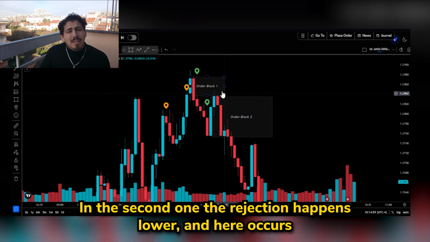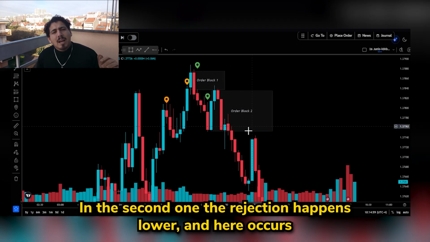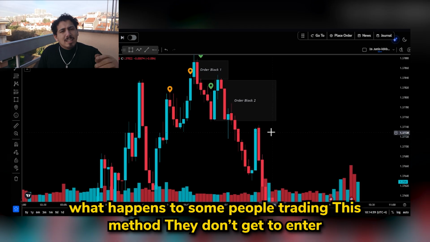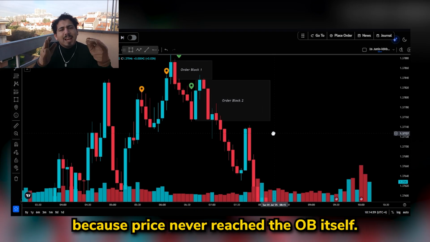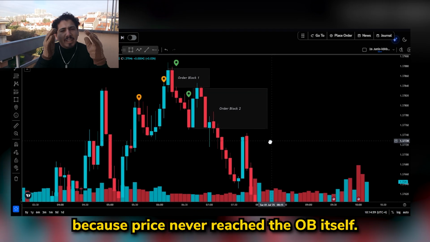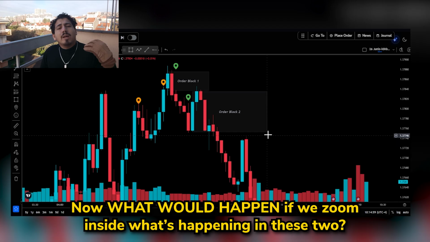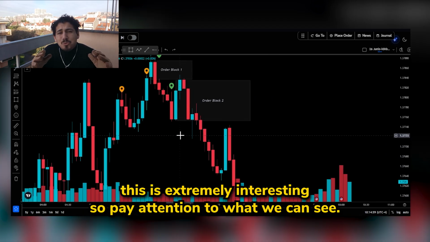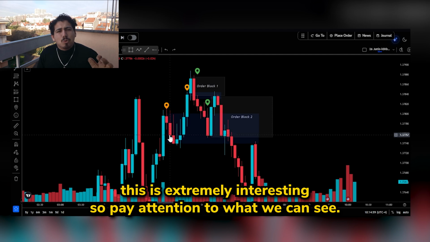In the second one, the rejection happens slower, and here occurs what happens to some people trading this method. They don't get to enter because price never reached the OV itself. Now, what will happen if we zoom inside what's happening in these two? This is extremely interesting, so pay attention to what we can see.